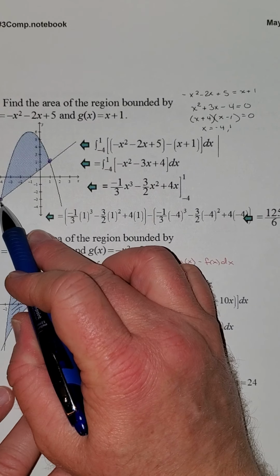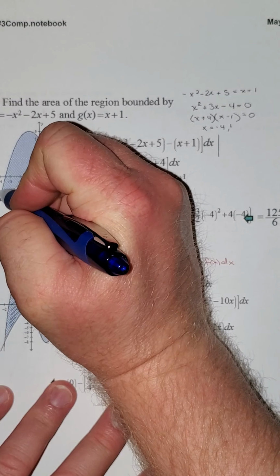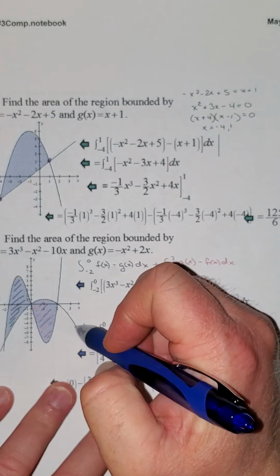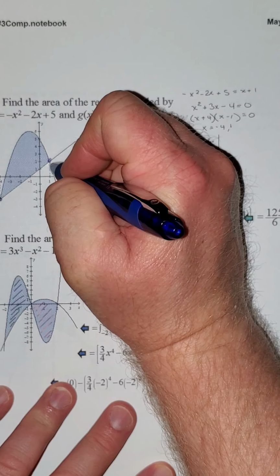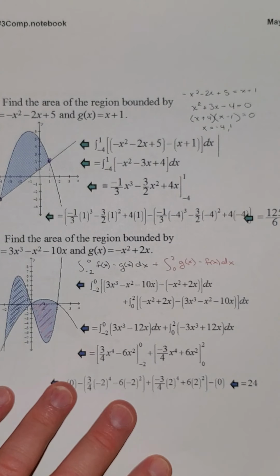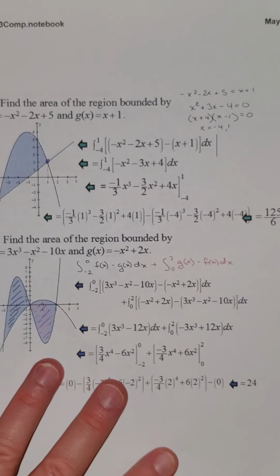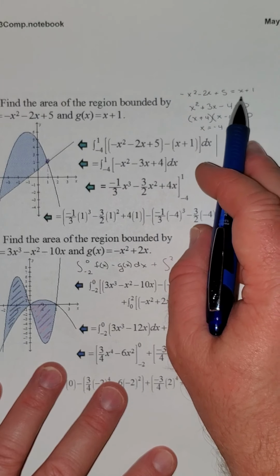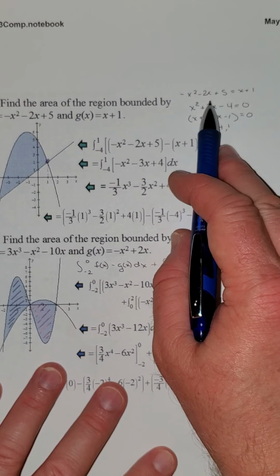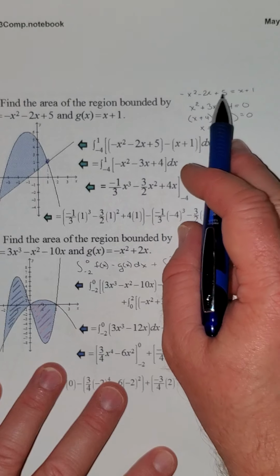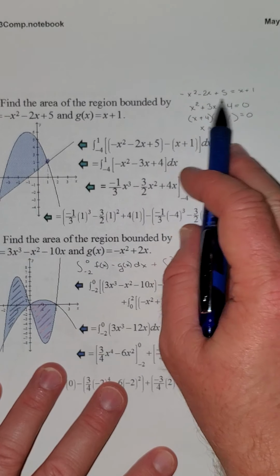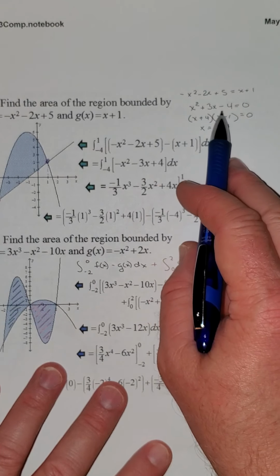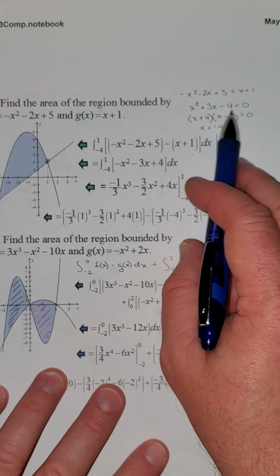But how did I figure out that this was -4? Well, it certainly looks like it's -4, but how could I be sure? It certainly looks like 1, but how could I be sure? How do I find the intersection of two different functions? Well, I set them equal to each other. Okay? Subtract that x. Actually, let's add the 2x over here. Let's subtract the 5, and let's add the x squared. So I have a positive x squared plus 3x minus 4 equal to 0.